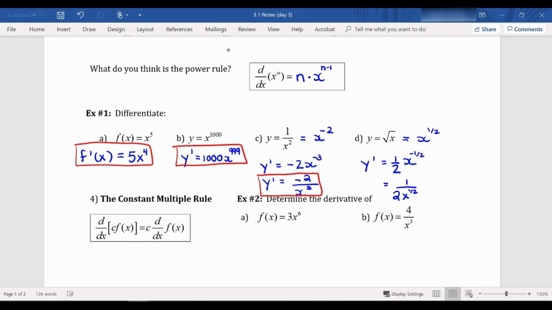So this is a difference between this one and C. The 2 was not on the bottom of the fraction in C. That's why it stayed on top. This one, the 2 is on the bottom of the fraction. It's going to stay on the bottom. Or we can rewrite this, if we'd like, as 1/2 and put it back as a root.